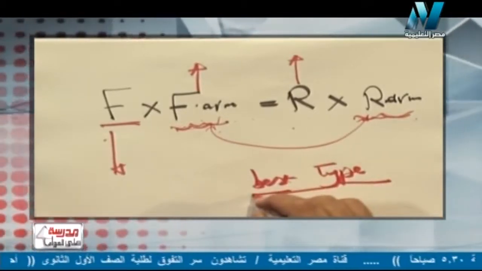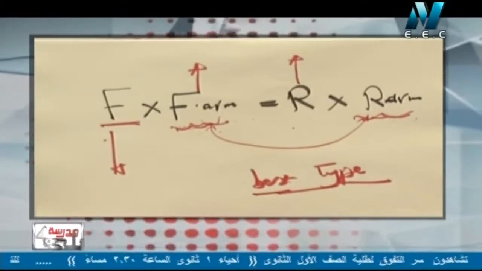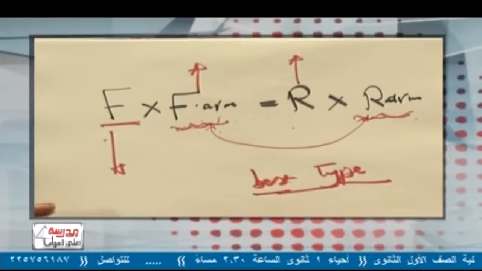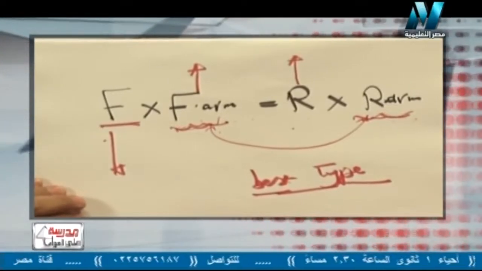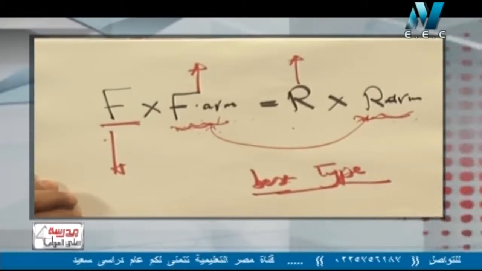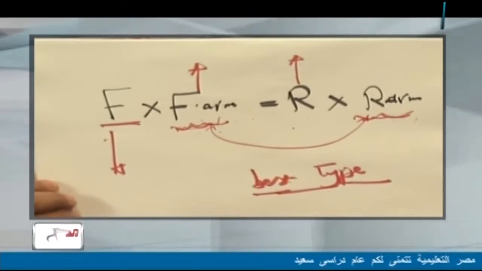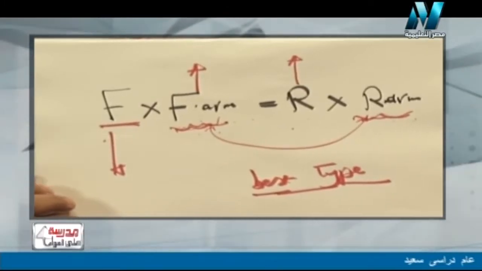Why? Because it will save effort. That's why we say it has mechanical benefit: it saves effort. So again, effort force times effort force arm equals resistance force times resistance force arm. So which type of lever will be the best type? Let us see together by drawing the 3 types that we took last week and practiced a lot today, to know which is the best type.